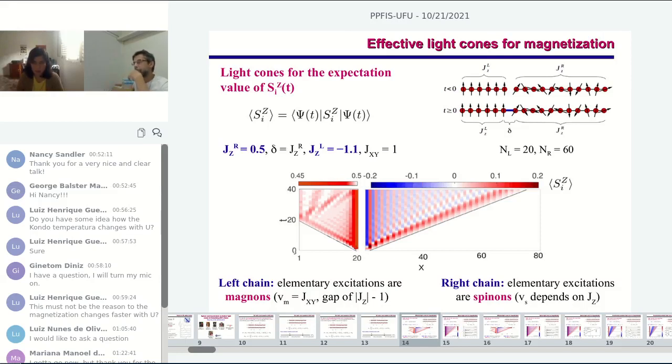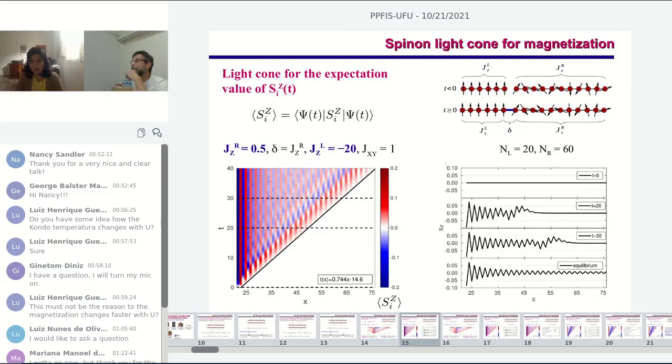In the case of the chain that was in the paramagnetic phase, for this value of Jz that we are using here, elementary excitations are spinons. And as I will show to you, the maximum velocity for spinons determines this boundary of the light cone. And indeed, we can find another kind of excitation that was the new result of our work, depending on the value of this Jz. So what I will do next is to change Jz.